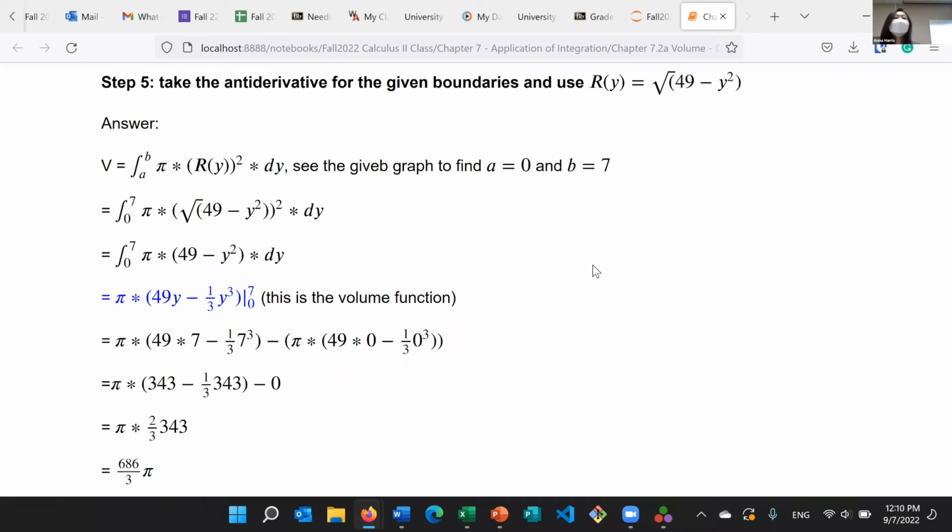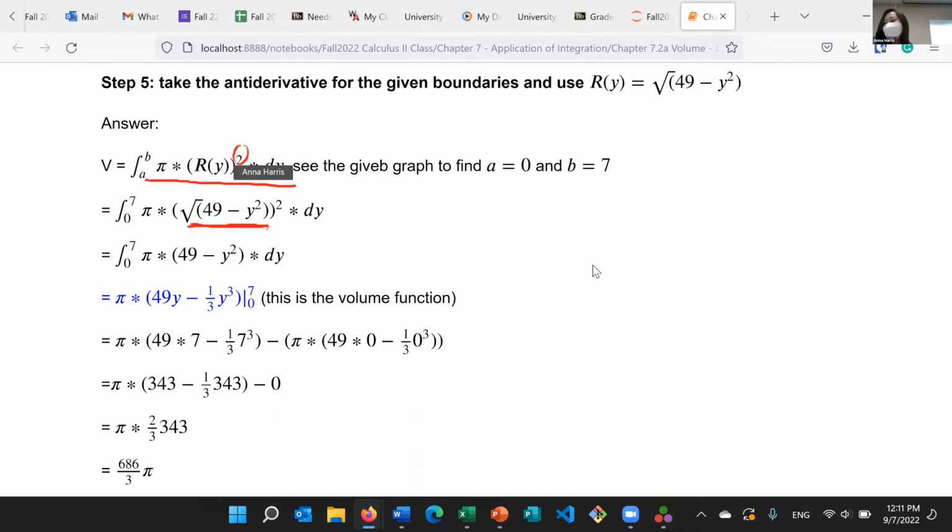So now what do you do? Take the antiderivative over the given boundaries, using what? x is equal to the square root of 49 minus y squared, or the radius is that, right? So now we just plug into your regular function. What is your function? The equation is this: pi times r squared times dy. So I'm replacing r with the square root of 49 minus y squared, and then you get the square because you had the square there.